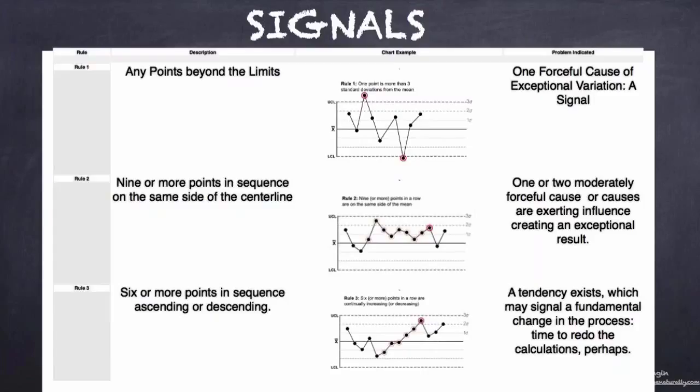And the last one is kind of tricky. It's when you have 6 or more points in sequence ascending or descending, which creates what some people call a trend line. It shows a tendency. It may signal a fundamental change in the process.